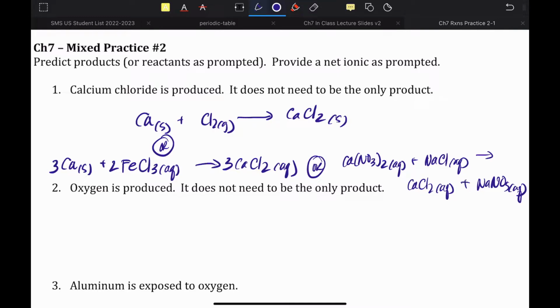All right, next one, oxygen is produced. So here, oxygen is an element, so we have to be a little bit more thoughtful about how we do it, right? And so the simplest way to produce an element would be through the breaking down of a binary compound. So anything that contains oxygen, I've gone with magnesium oxide, but it could be any metal oxide, non-metal oxide, doesn't matter. If we decompose it, we're going to form oxygen as one of our elements.